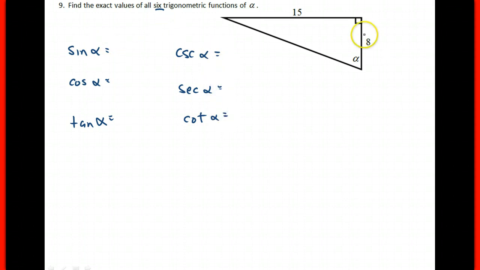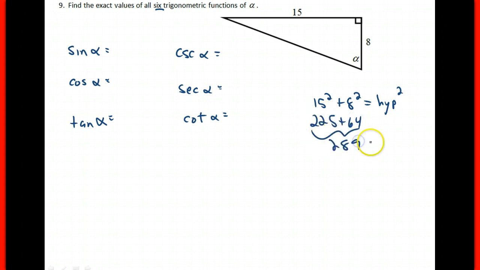Knowing that sine is opposite over hypotenuse, we need to figure out what this hypotenuse is. 15 squared plus 8 squared should be the hypotenuse squared. And that's 225 and 64. And that's 289. And that's a perfect square. That is 17 squared. So the hypotenuse is 17.